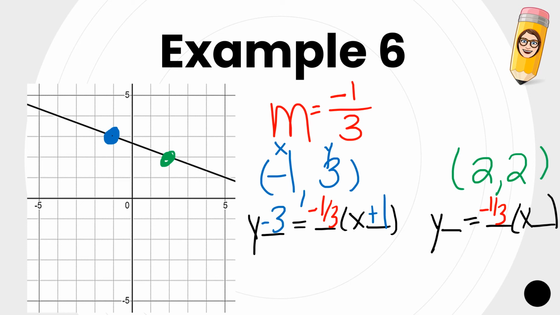What if I use the green dot? If my x is positive 2, I write x minus 2. If my y is positive 2, I write y minus 2. Either equation works. And technically, believe it or not, look at that graph for a moment. This is a dot. This is a dot. 4 students could each write a different equation and be correct.